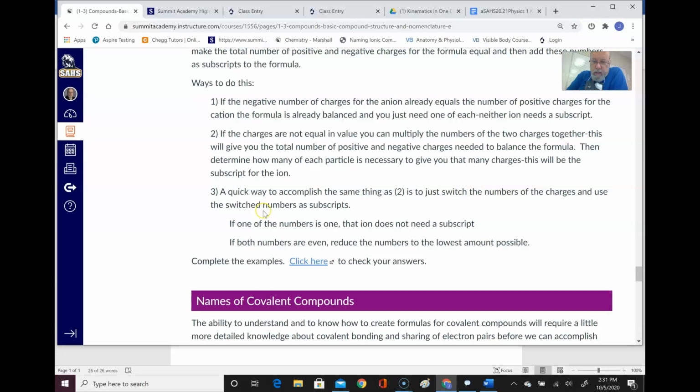And if you do that, if one of the numbers is 1, that ion does not need a subscript. If both numbers are even, reduce the numbers to the lowest amount possible. And so complete the examples, and let's go do that. And then if you need to, click back here to check your answers.